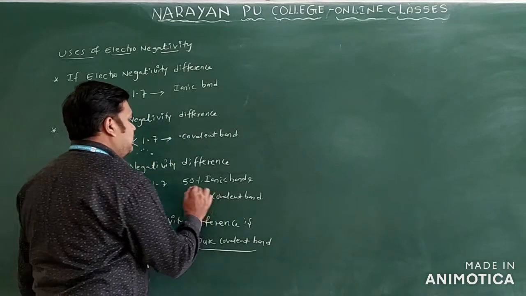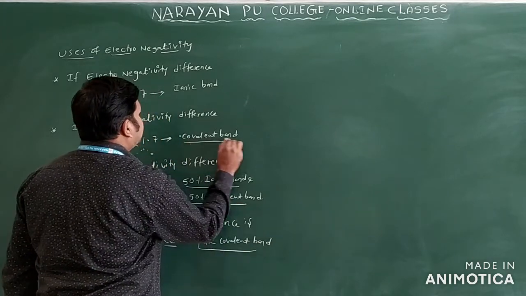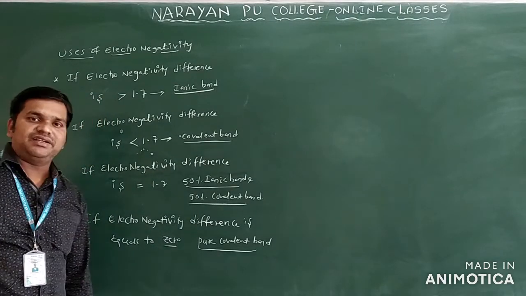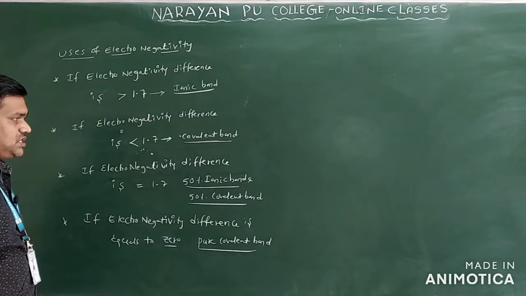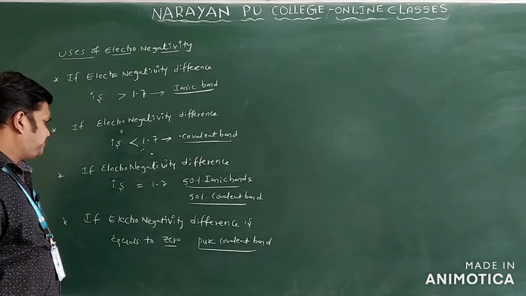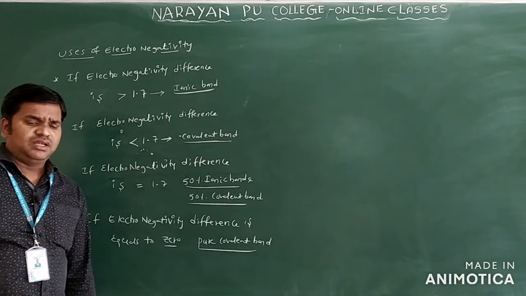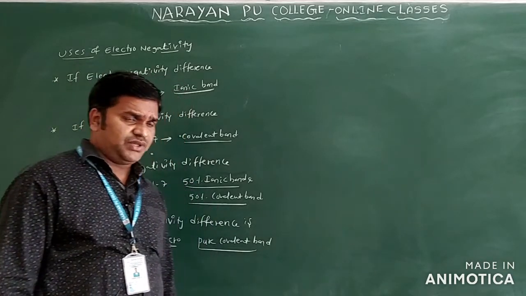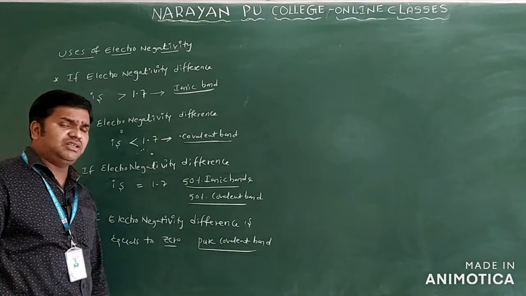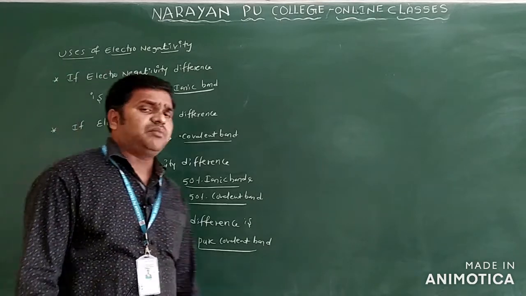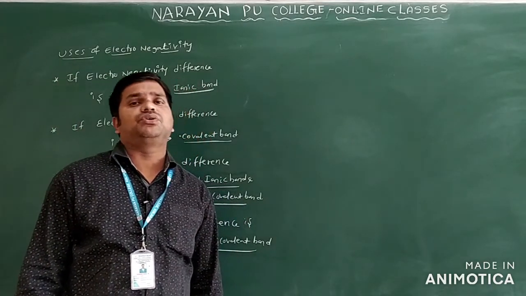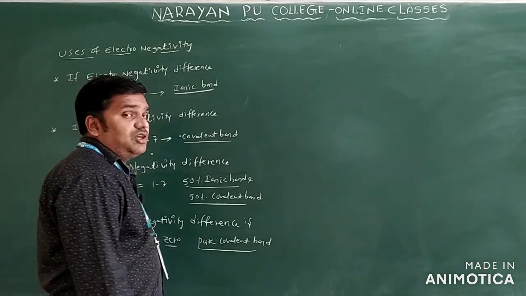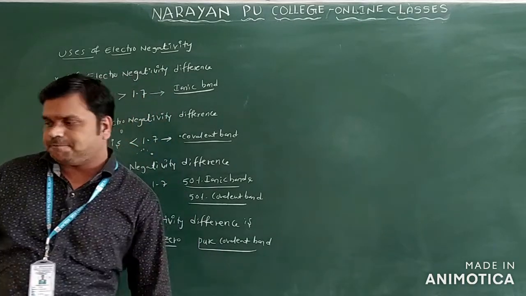So these are the main applications of electronegativity. Greater than 1.7, ionic bond is formed. Less than 1.7, covalent bond is formed. Equal to 1.7, it contains 50% ionic character and 50% covalent character. If the electronegativity difference is equal to 0, it is a pure covalent bond. These are the main uses of electronegativity.